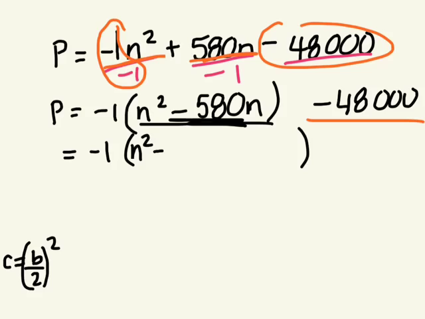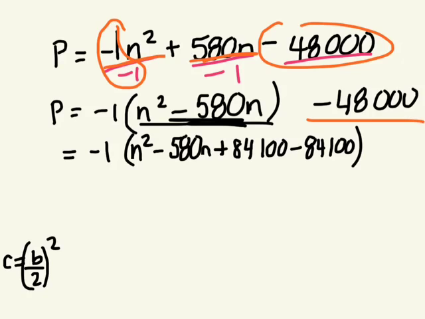So we have n squared minus 580n plus, what was it? 84,100. But then we have to take away 84,100, right? That extra step is confusing. Okay, and then we still have this 48,000 outside the bracket, negative 48,000. A lot of you forgot to do this on your quiz. You can't forget that there's a negative 1 here.